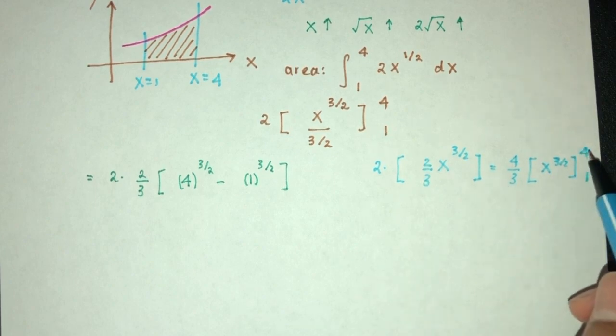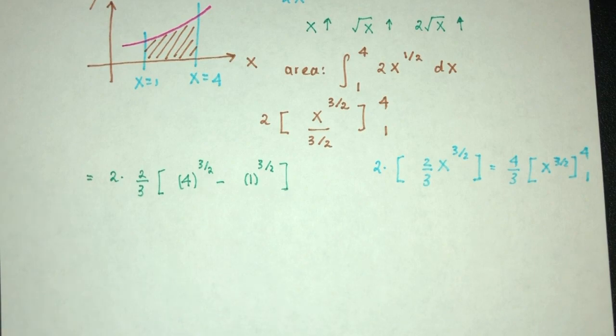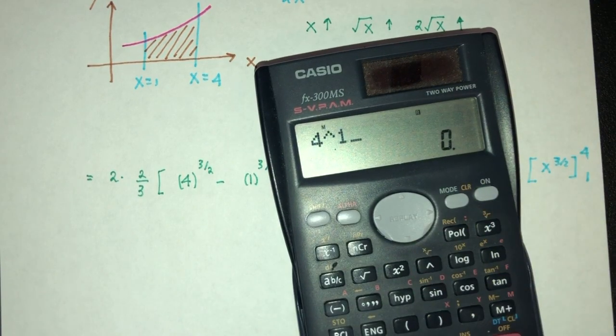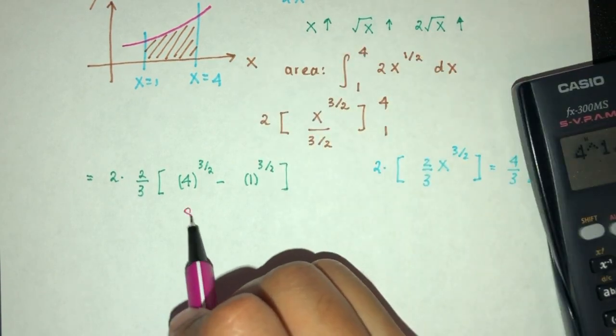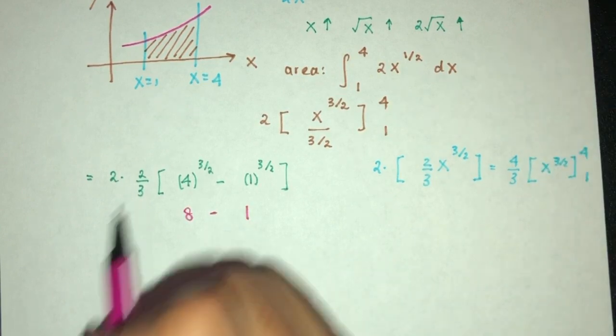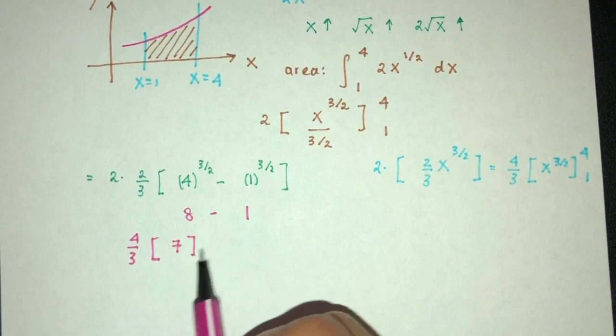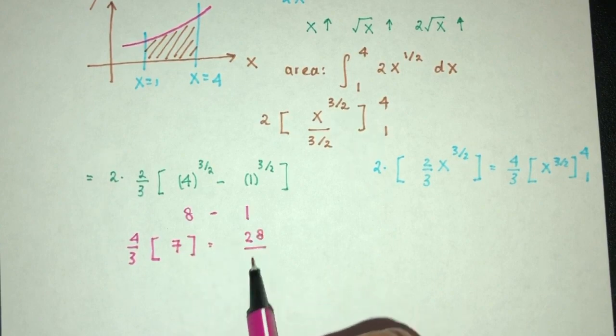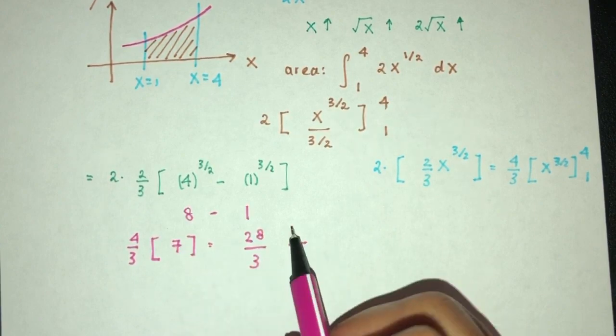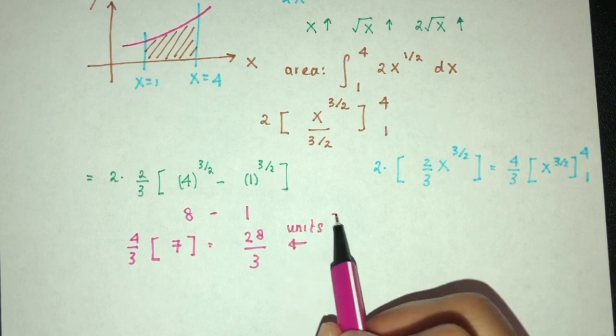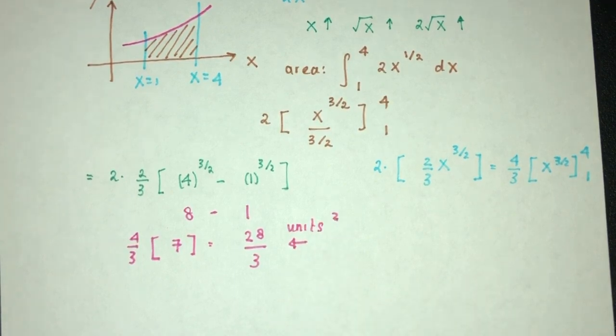So replace 4, replace 1. You will have this for now. Now 4 power 3 over 2 should be 8, and then minus 1. So you will have 4 over 3 multiplied by 7, that should be 28 over 3. Of course, write units squared for the area enclosed in that region. Let's move on to the next question.